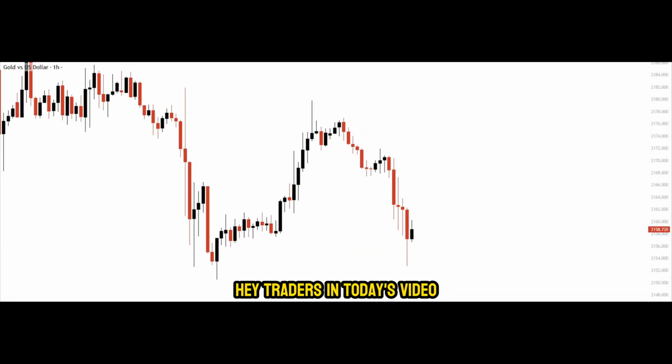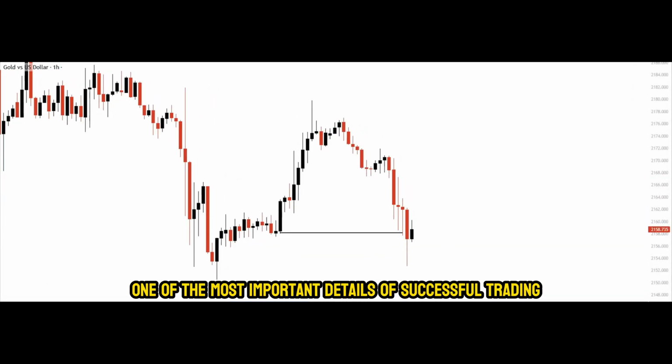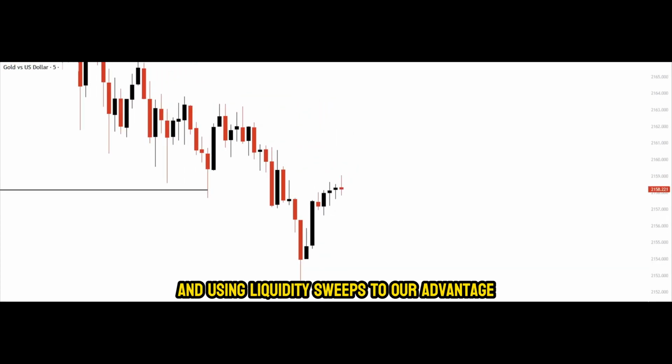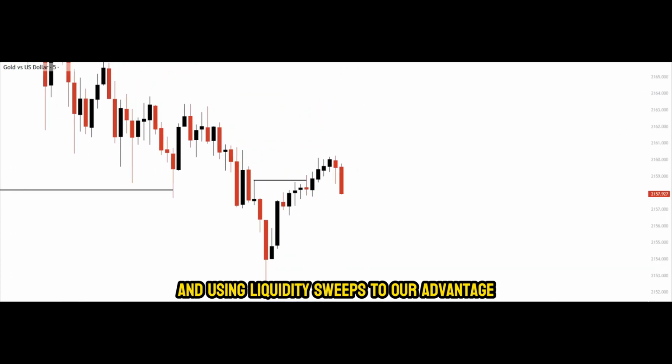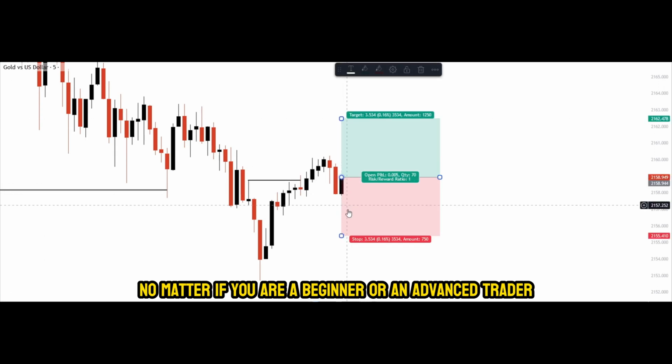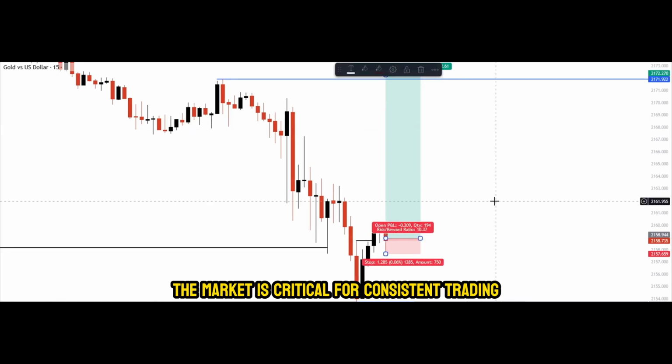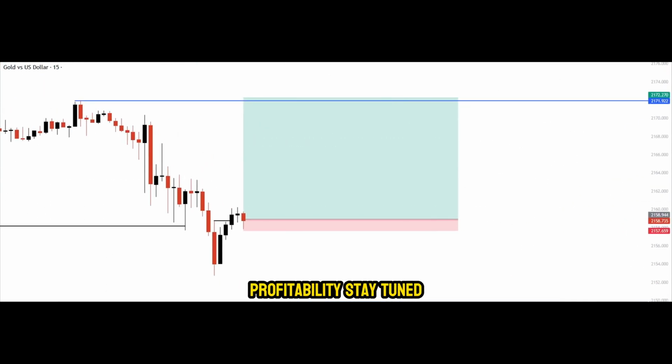Hey traders, in today's video we will cover one of the most important details of successful trading: liquidity trading, and using liquidity sweeps to our advantage. No matter if you are a beginner or an advanced trader, understanding what liquidity is and how it moves the market is critical for consistent trading profitability.